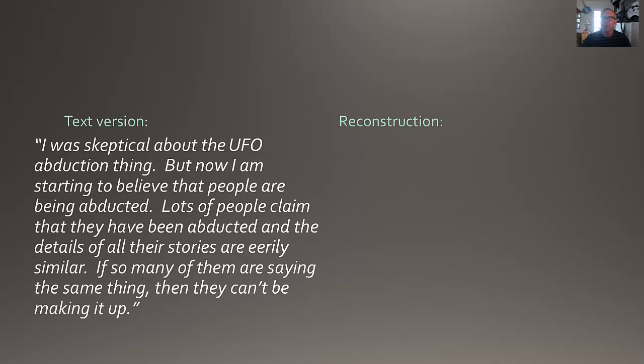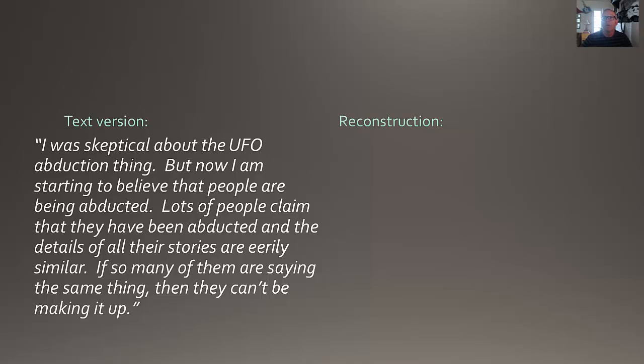Here's a bit more complicated one. I was skeptical about the UFO abduction thing, but now I'm starting to believe that people are being abducted. Lots of people claim that they have been abducted, and the details of all their stories are eerily similar. If so many of them are saying the same thing, then they can't be making it up.